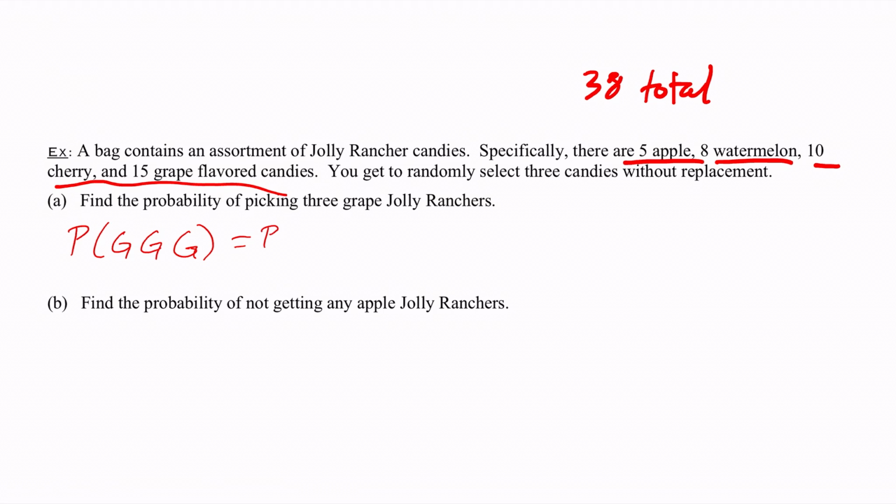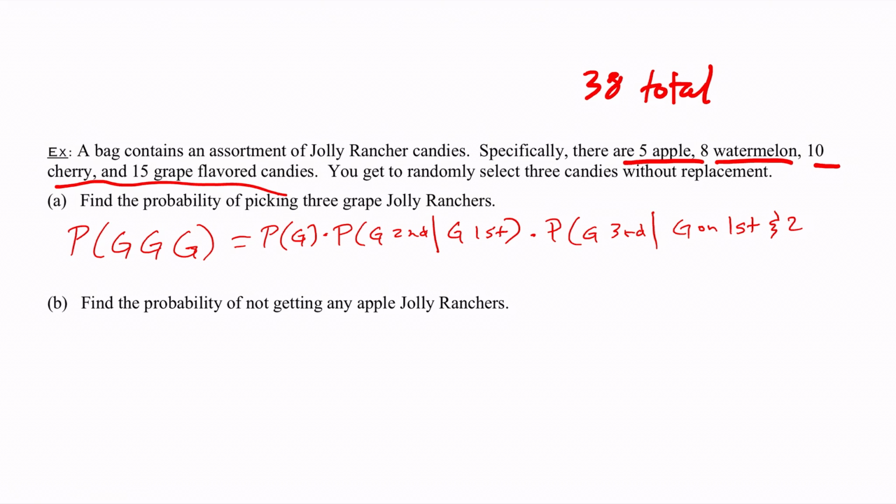So the probability of getting a grape on the first one times the probability of getting a grape on the second one, given that I got a grape on the first one, and then times the probability that we get a grape on the third one, given that we got a grape on the first and second.